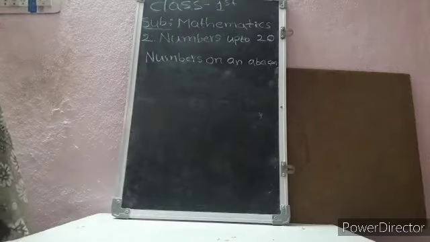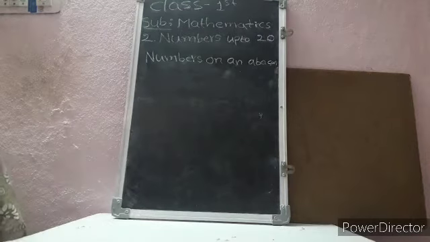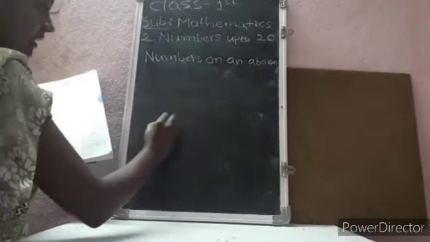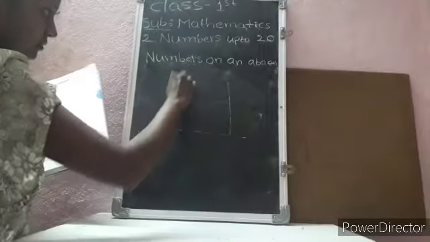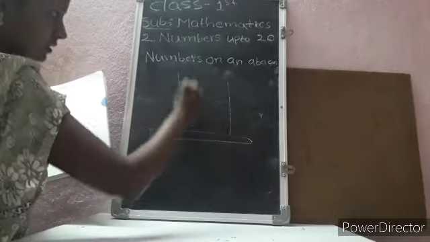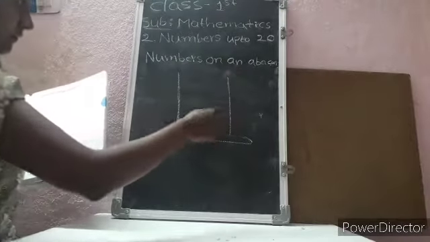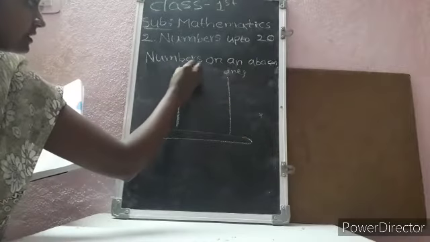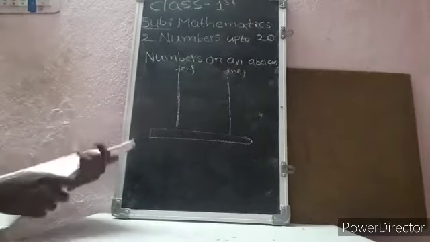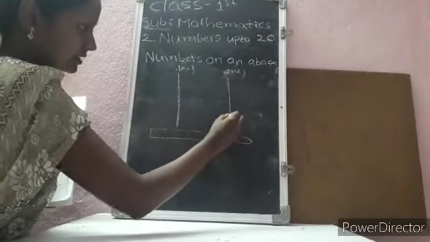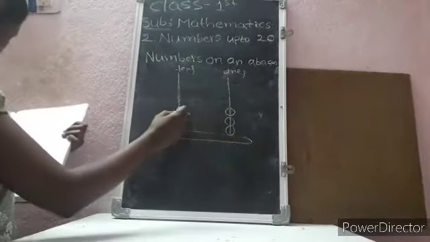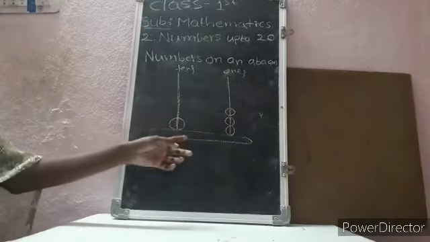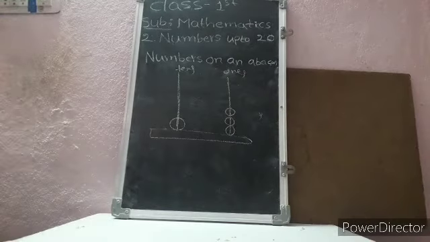My dear students, look at your textbook. Here one example is given, 13. Here I draw the one abacus tool. So here the 1's place and the 10's place. So now here 3 beads are given and here 1 bead is given. So now we find the number using these beads.